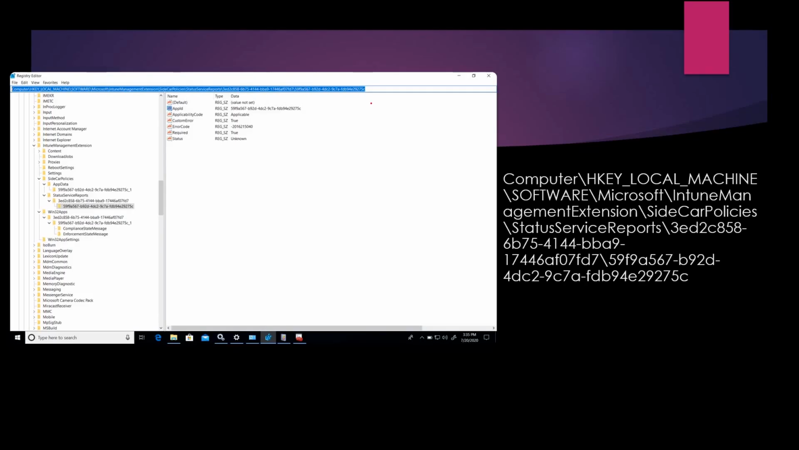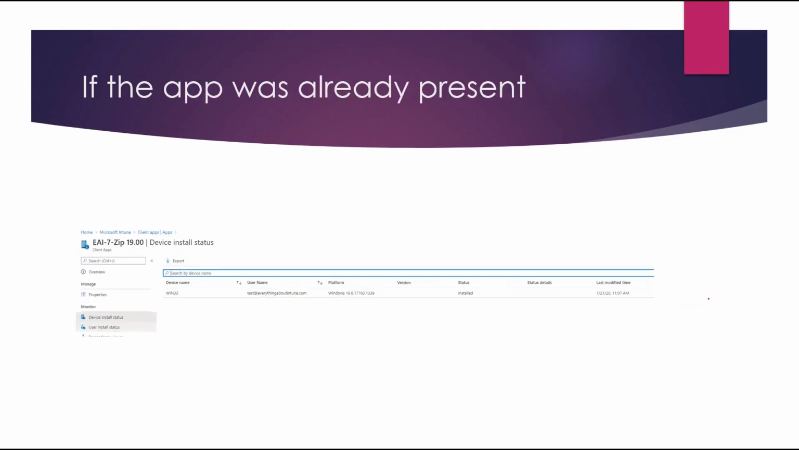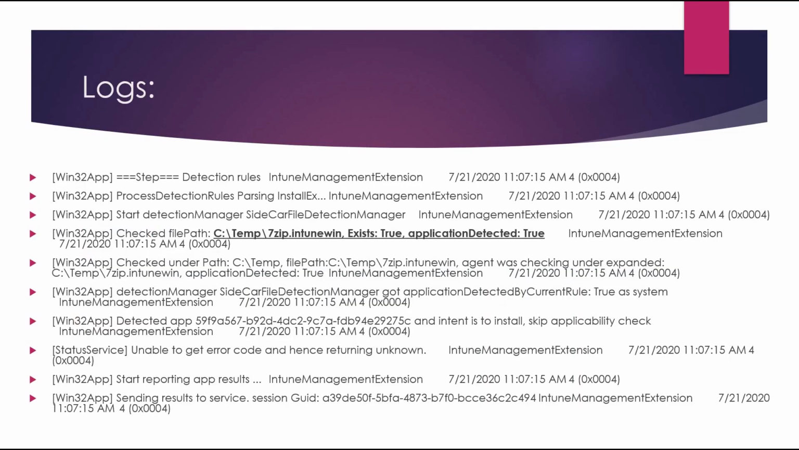Okay, and we have already taken a look over the registry locations, and this is what we see in the portal. So coming back to our first scenario wherein the app was installed but the detection logic was incorrect, this is what we see. It says that the application was not detected after installation completed successfully, because the detection logic was not met, right? And if the app was already present, then it tells us that the app is already installed.